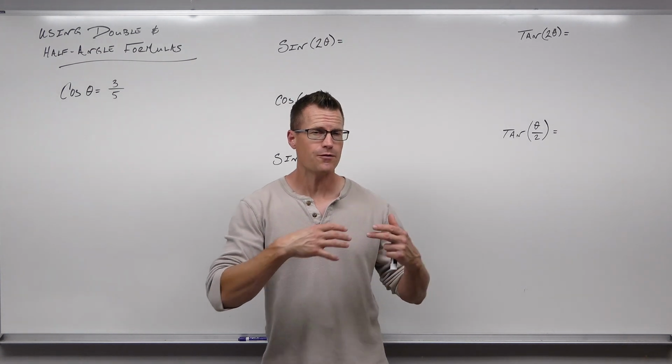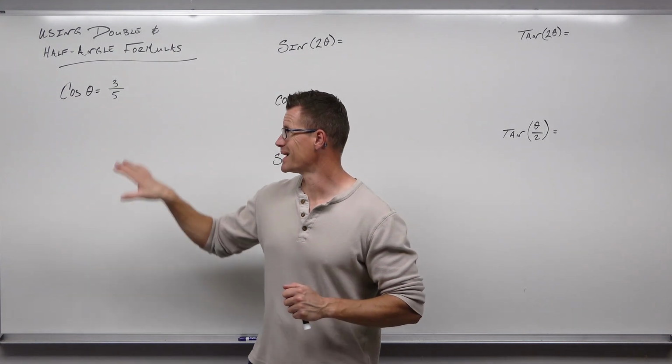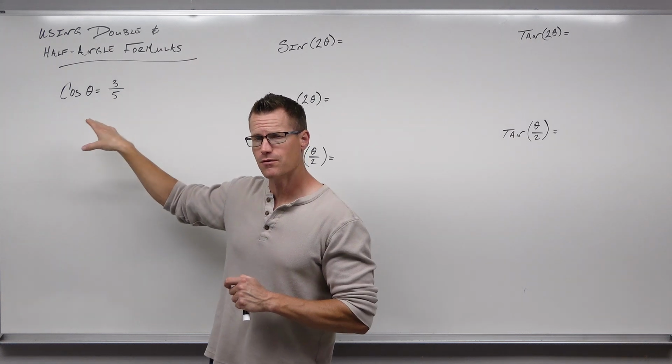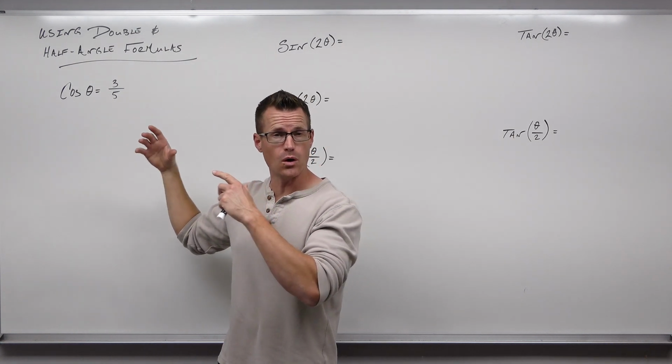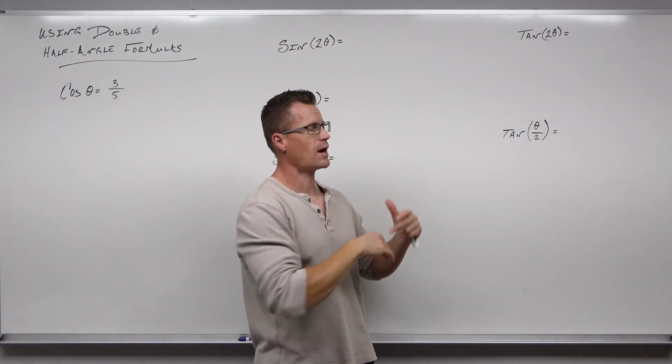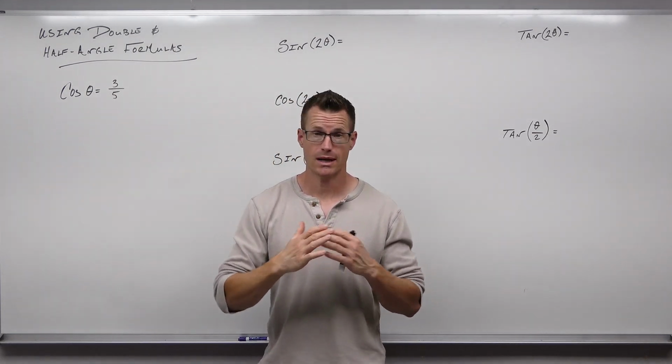When they ask you to find all of the double angle and half angle formulas for a trig function by giving you just one of them, if you can find sine and tangent, you can find the rest. If you know the quadrant, you can find the quadrant for alpha or theta over 2, and you have to be given the quadrant in order to do any of this stuff.